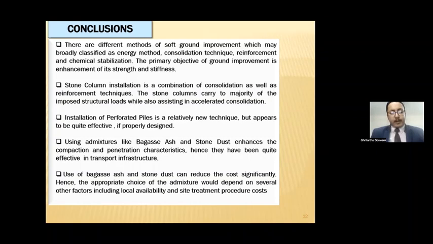Installation of perforated piles is a relatively new technique, but appears to be quite effective if properly designed. Using admixtures like bigases and stone dust enhances the compaction and penetration characteristics. Hence, they have been quite effective in transport infrastructure. Lastly, the use of bigases and stone dust can reduce the cost significantly, and hence the appropriate choice of the admixture would depend on several other factors, including local availability and site treatment procedure cost.